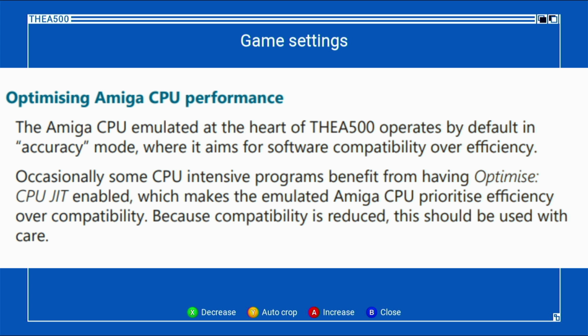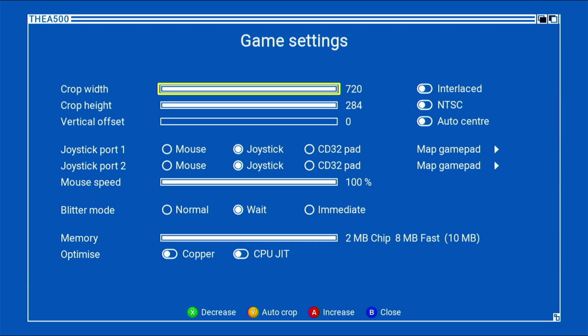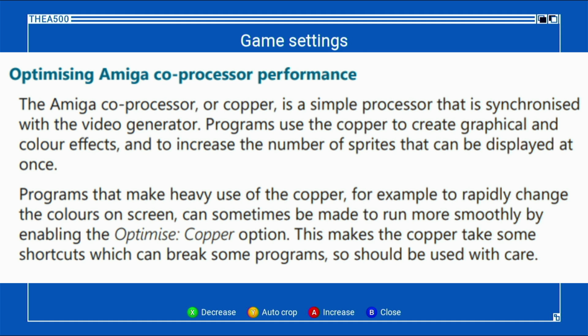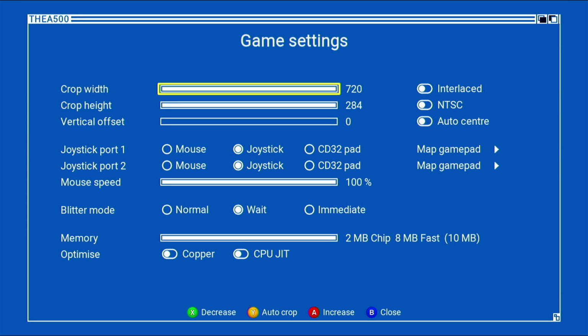So it says here, occasionally some CPU intensive programs benefit from having optimized CPU JIT enabled. So this may help you in some instances, and also the copper may help performance as well with graphical and colour effects. Now honestly, I've messed about with these. Sometimes it just doesn't make any difference, other times it just breaks the game, so you're going to have to experiment a little bit to see what works. Let's have a little go at trying to get Barbarian 2 to run a little less fast. But as I say, I think the firmware update next week or so will hopefully fix some of these issues, because clearly Barbarian 2, amongst a lot of other games, is running way too fast and is practically unplayable as it is.